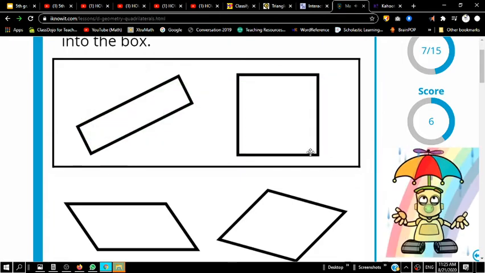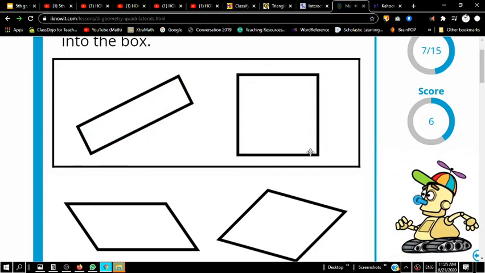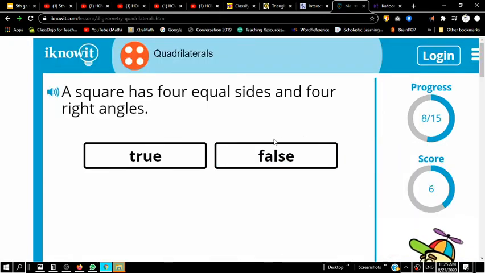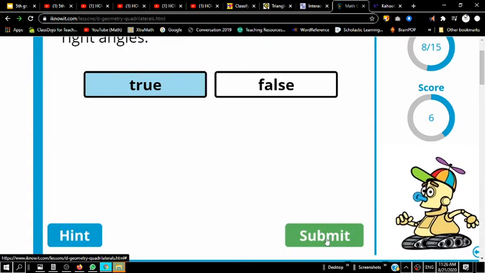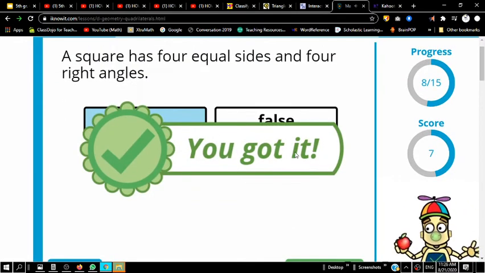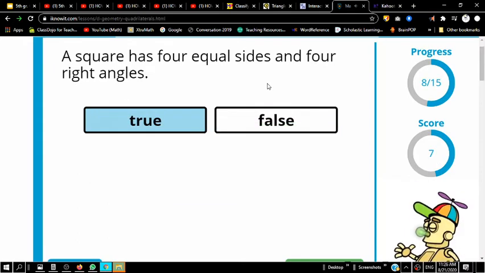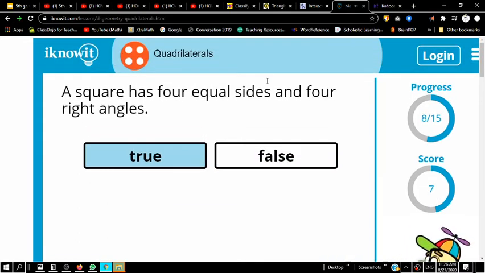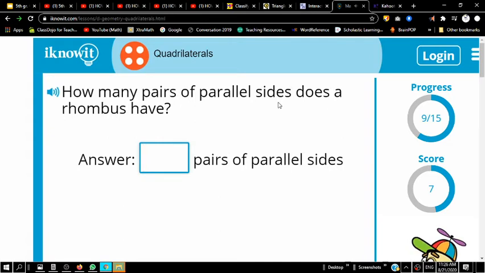We got it. Good. Let's try another question. Question says a square has 4 equal sides and 4 right angles. Is that true or false? Well, that's true. For sure. Each one of them are the same, and the angles are also the same measurement. All right, good. So if you want to check out this link, you can do this activity a little bit more. Let's do one more question.